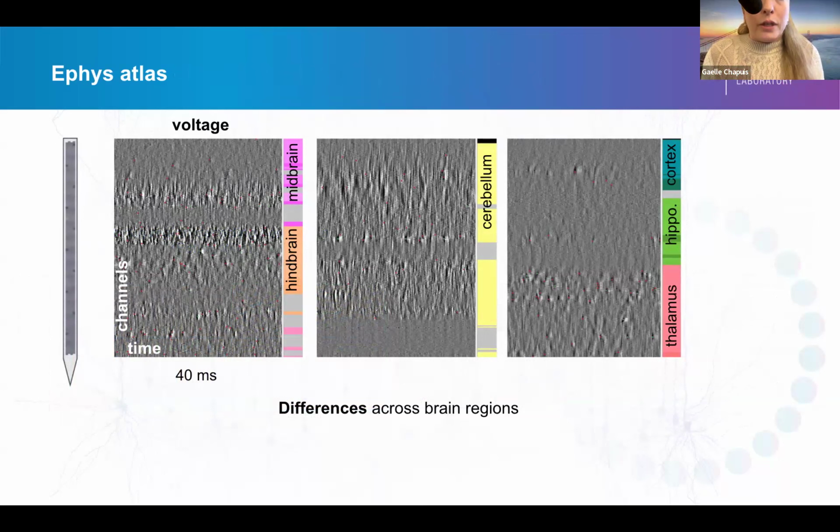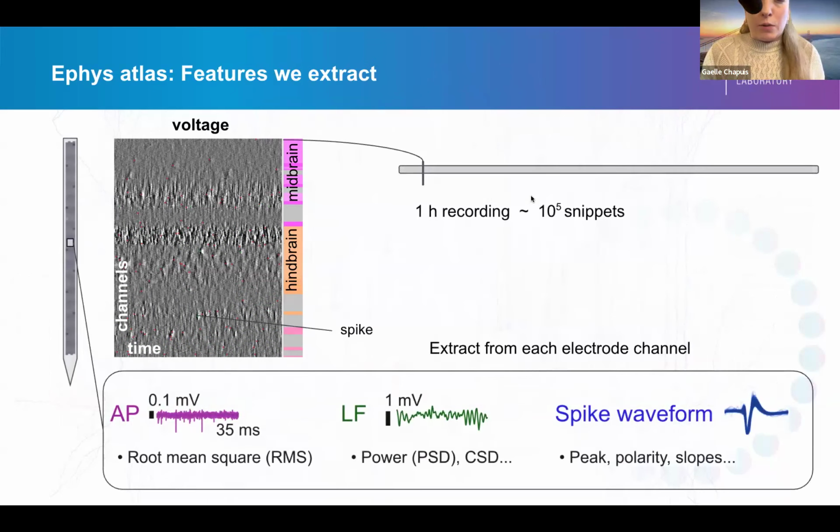Hopefully you can already appreciate that the activity is completely different. For example, in cortex it's really mellow compared to what happens in cerebellum. So we can really see by eye there are differences across brain regions, and we want to characterize them. The way we do this is that we extract from each electrode channel, so each horizontal line in this plot, what we call features, such as the root mean square, or the envelope of the action potential signal, or the power in the LF band, or some metrics that characterize the spike waveforms.